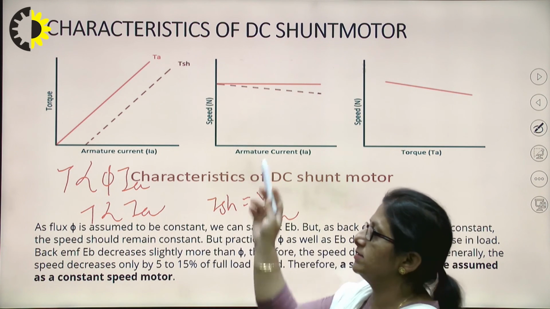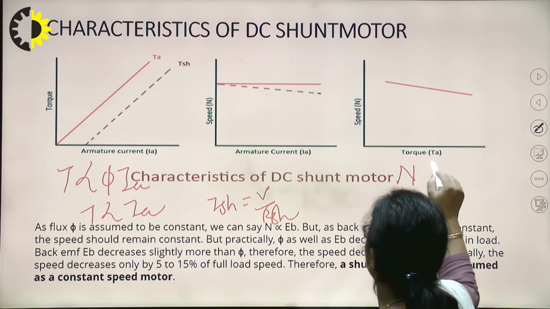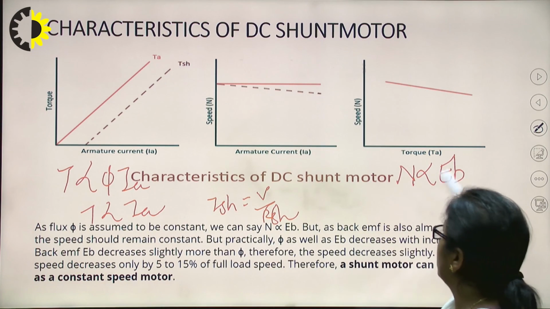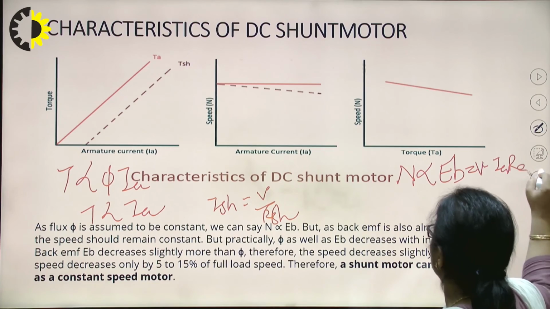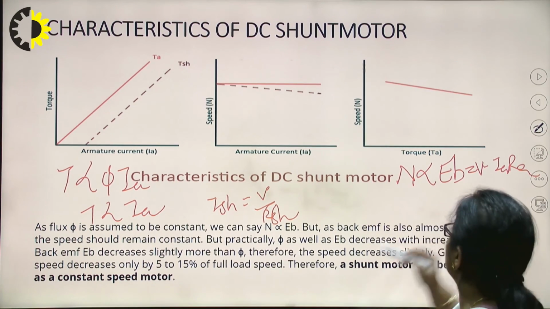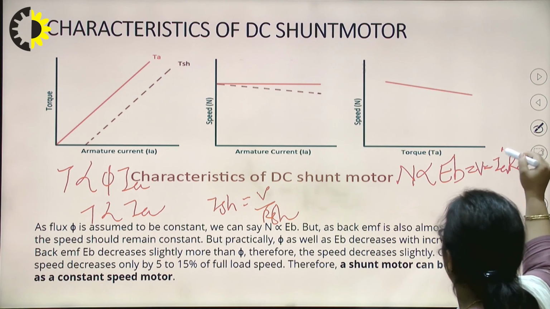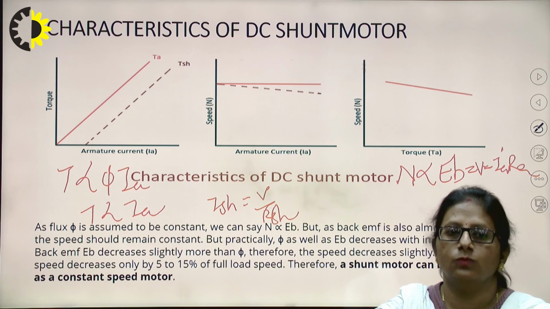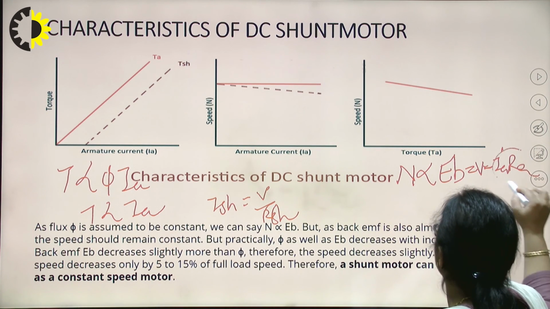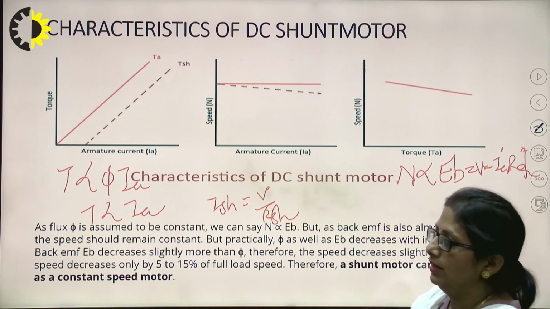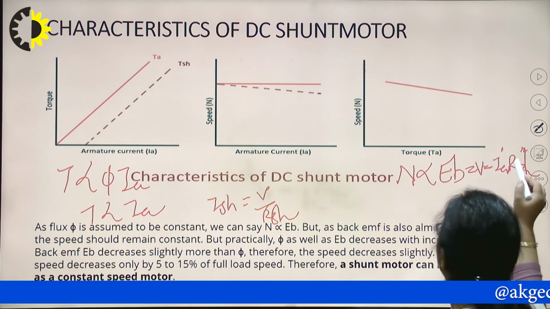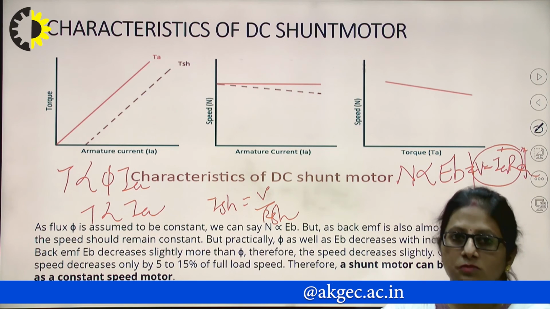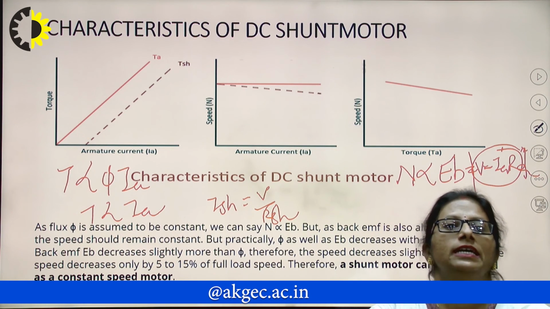Now with the speed versus armature current, the relationship is speed is proportional to back EMF by flux, but once again flux is constant. Back EMF is given by V minus IaRa, V brush being negligible. Whatever the increase in the armature current, from no load to full load, the armature resistance is very small, so this drop is not very significant. So the back EMF is not going to decrease much, and the speed is also not going to decrease much.